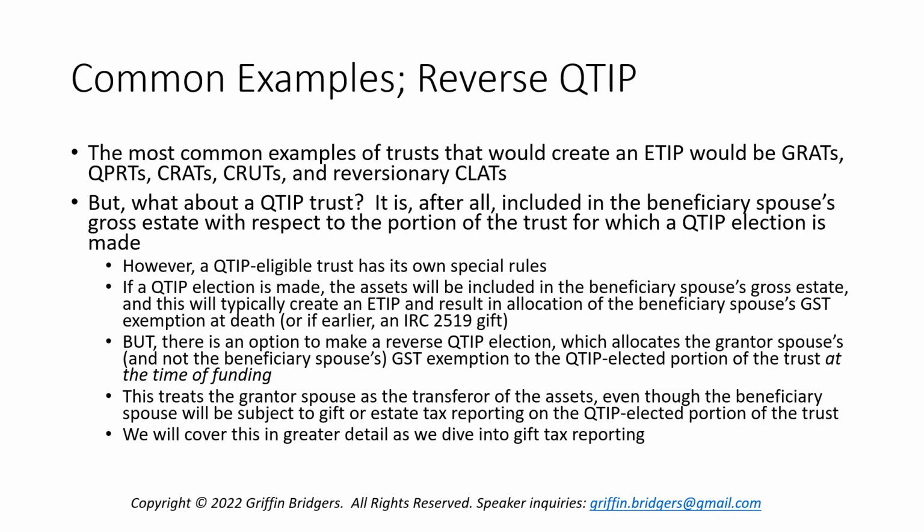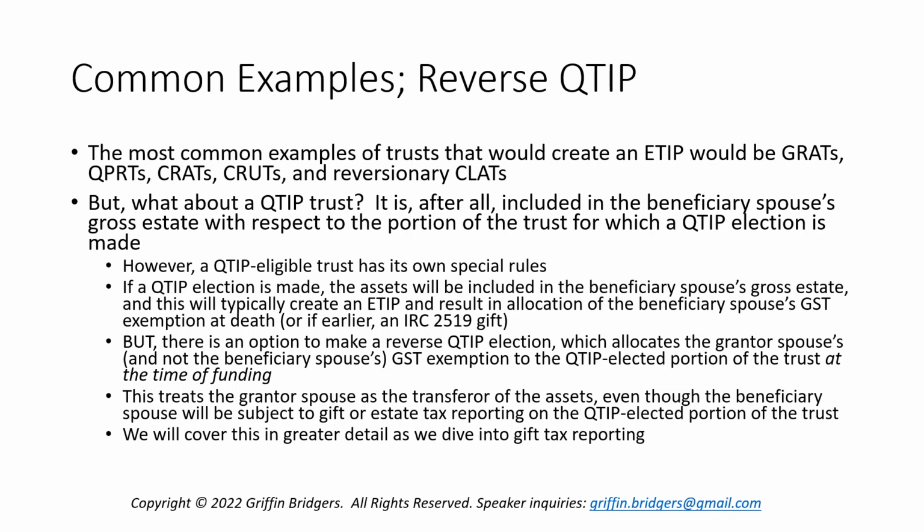And the answer is typically yes, there is, but there's a way you can get around this rule in the form of an election we're going to look at in a little greater detail later in terms of its mechanics. But that election is known as the reverse QTIP election. And what the reverse QTIP election does is it allows you to shortcut and bypass this ETIP rule to say that even though the assets will be subject to gift tax reporting later on with respect to the beneficiary spouse, as long as that reverse QTIP election is made, the definition of transferor never shifts from the grantor spouse to the beneficiary spouse at some point in the future.